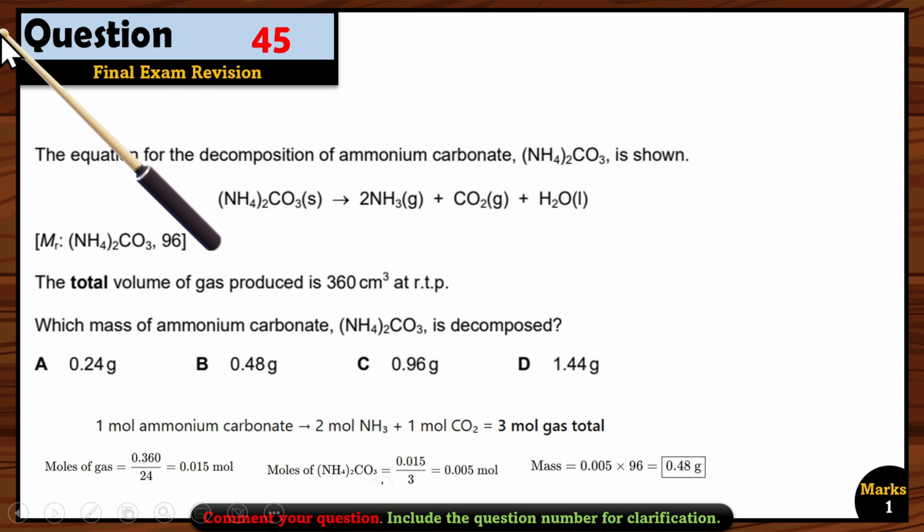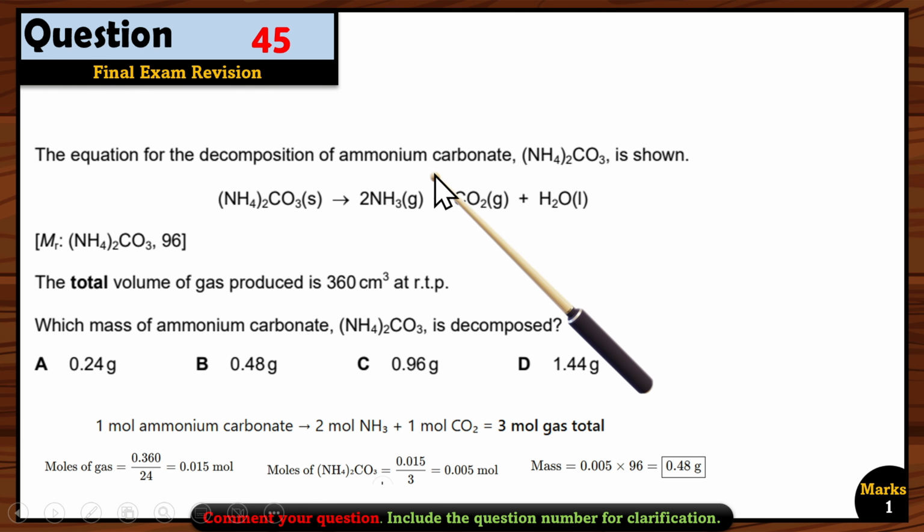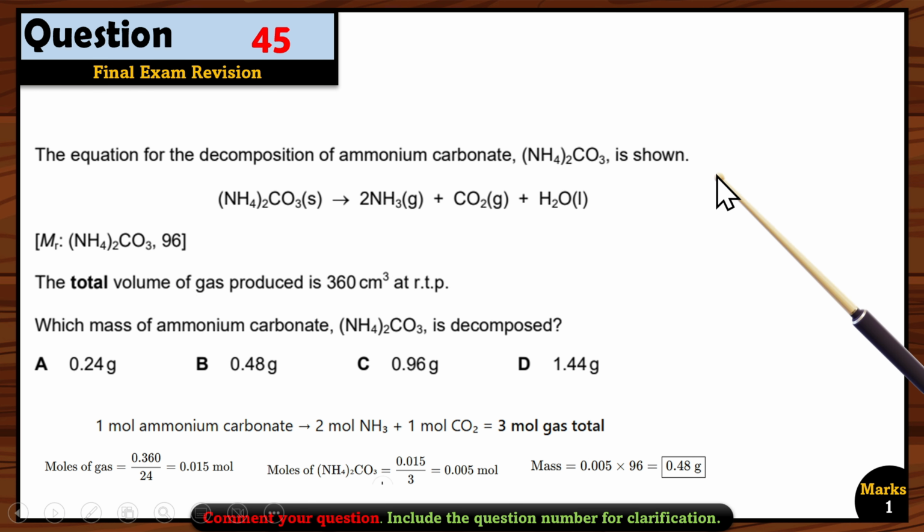Question 45. The equation for the decomposition of ammonium carbonate is shown here. The total volume of the gas produced is 360 centimeter cube at room temperature and pressure. Which mass of ammonium carbonate is decomposed? So now they have given you the volume. Now here you have to find the mass. So what is the information given? Let's see one by one. The total volume of the gas produced is 360 centimeter cube.